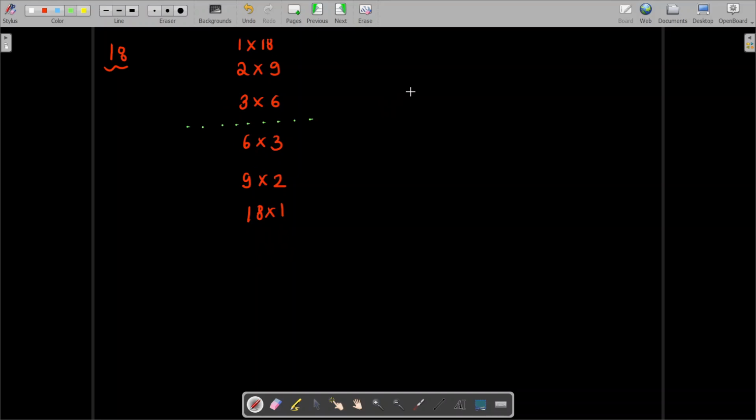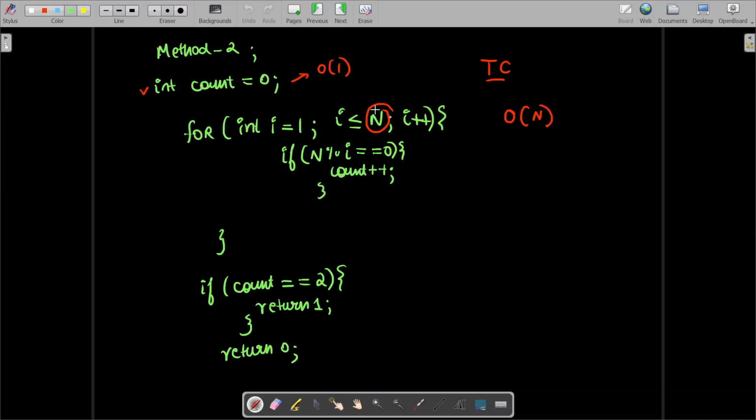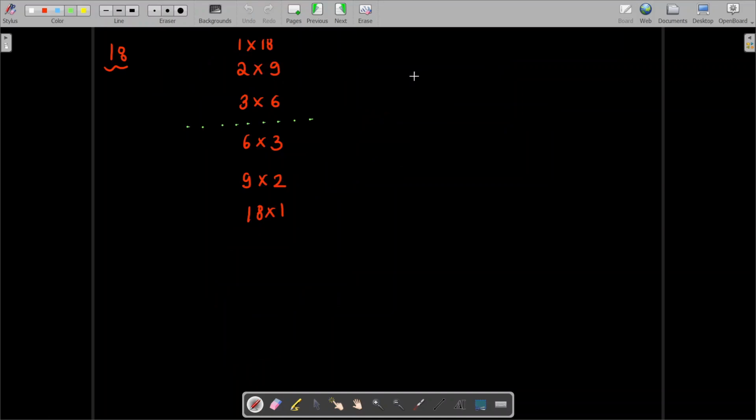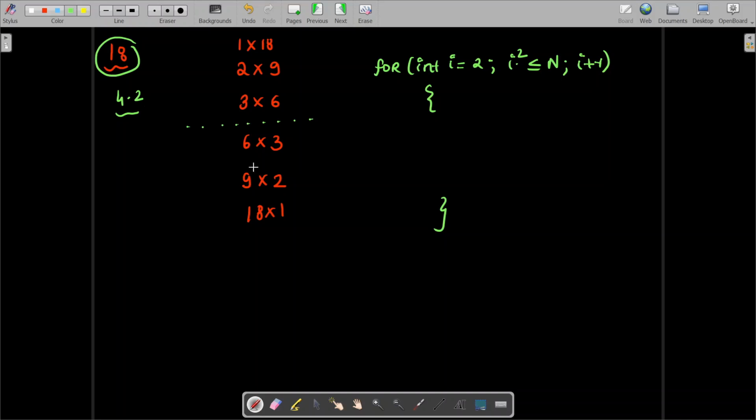Now what I'm claiming is: do I really need to run this loop till n, or can I do better? I should run this loop: int i equals 2, i square less than or equal to n, and i plus plus. Try to understand why I'm writing this and how it is helping me. Suppose what's the square root of 18? Something around 4 point something, let's say 4.2. Suppose i is a factor, a divisor, of my number. Would n by i also be a divisor?